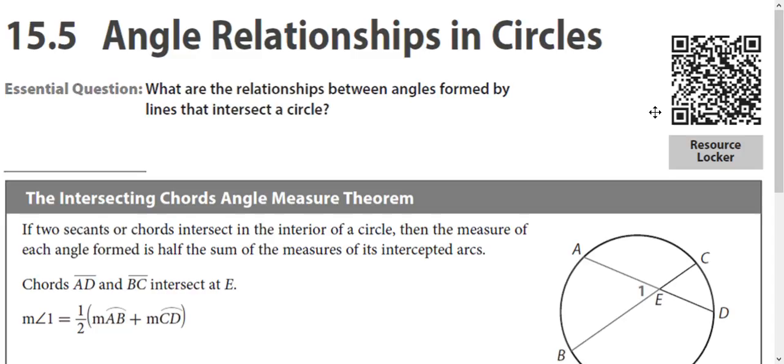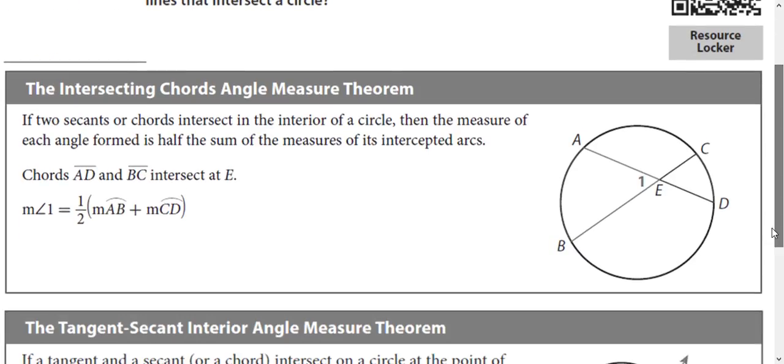We're going to look at some more angles related to circles. This time we're going to look at angles formed by different sorts of lines within the circle. So first we're going to look at two chords. We've already seen if two chords intersect and make an inscribed angle. This time the two chords are going to intersect and form kind of an X in the interior of the circle.